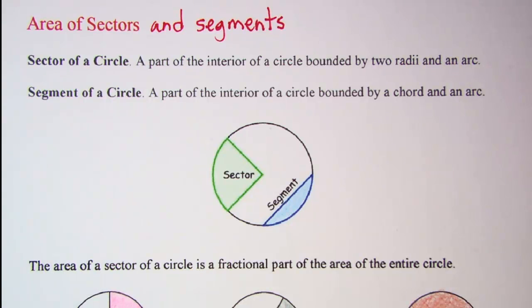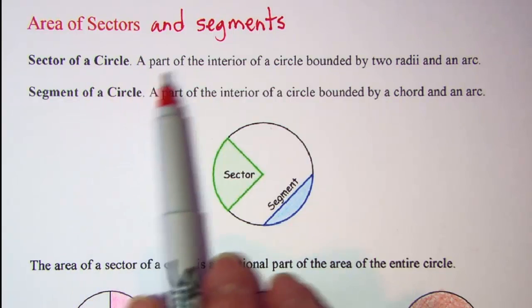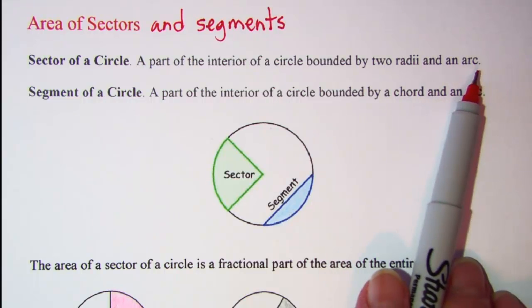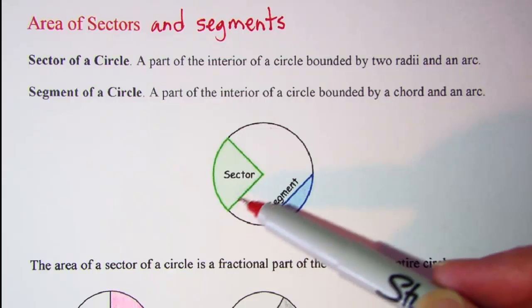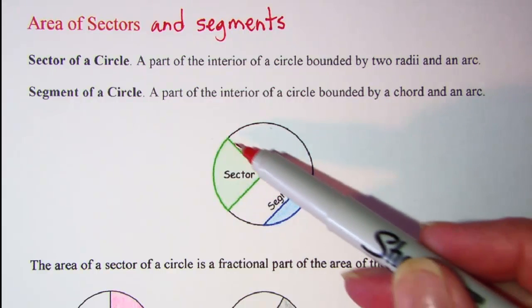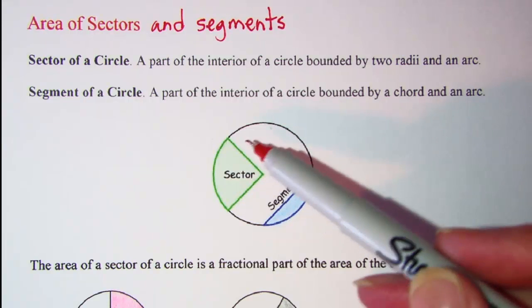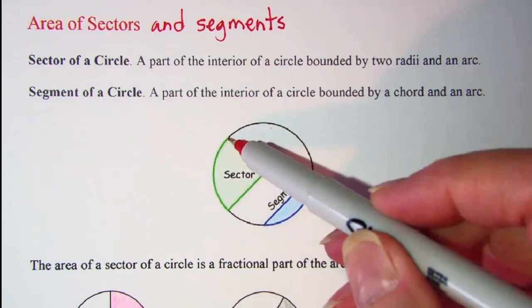In this video, we'll be finding the area of sectors and segments. Now, in case you don't know what these are, a sector of a circle is a part of the interior of a circle bounded by two radii and an arc. So here we have a sector. The radii are shown with the dark green line segments, and then the arc is this dark green curve.